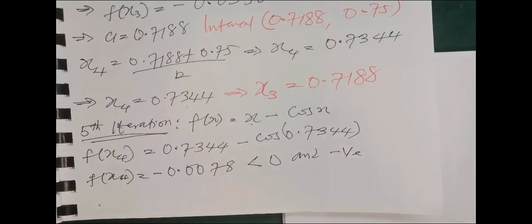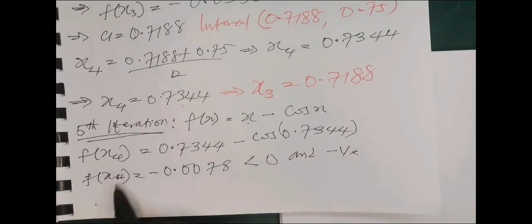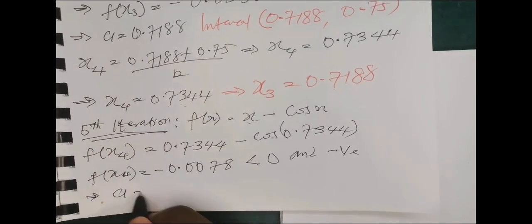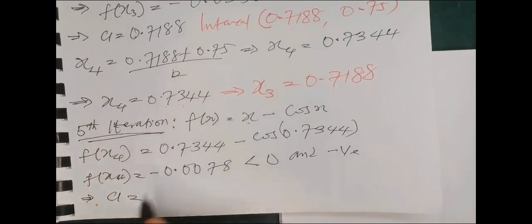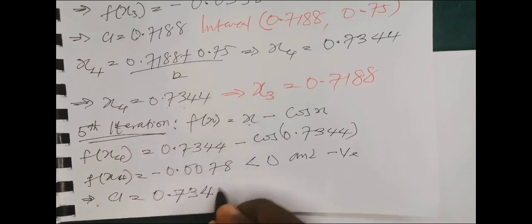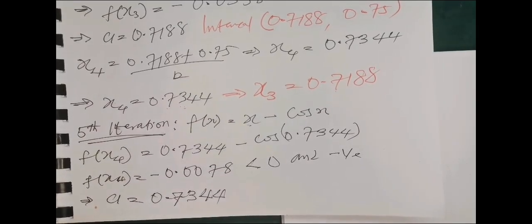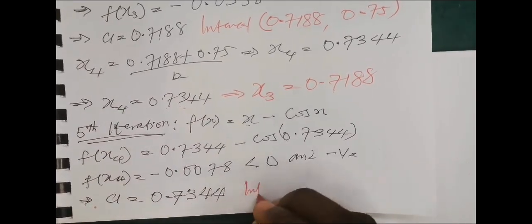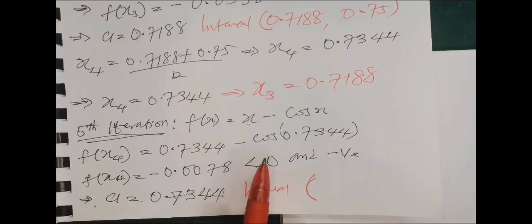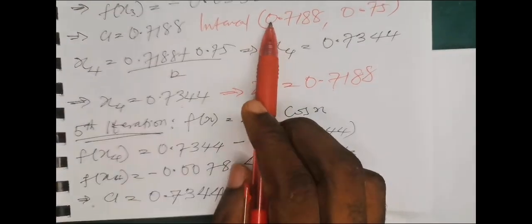Since it is negative, it simply means a will now be taken as s4. So this implies that a is now going to be equal to s4, and the value of s4 is 0.7344. So our new interval becomes, the previous interval we had here.